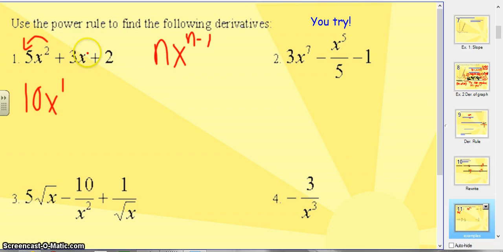This is a 1, right? If I move it to the front, 3 times 1 is 3. And then it'd be x to the 0, which is 1. So my answer is 10x plus 3.